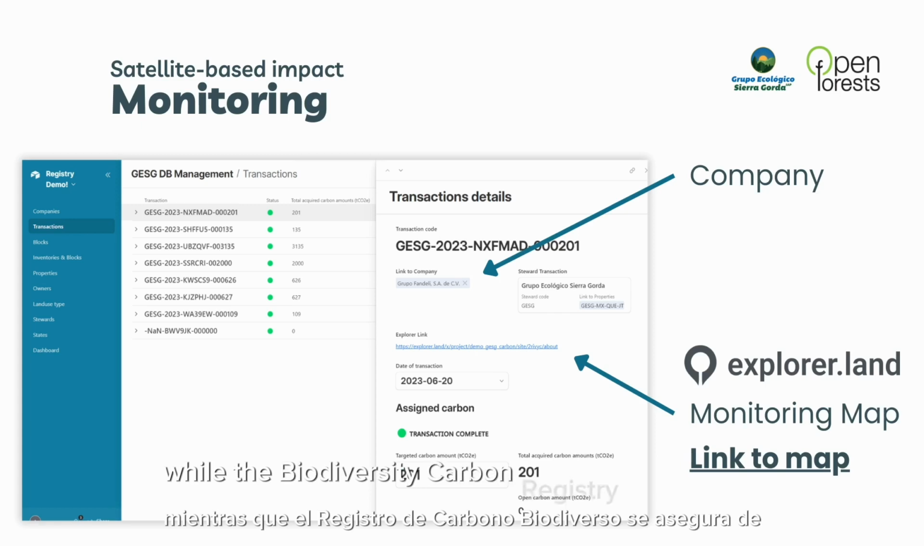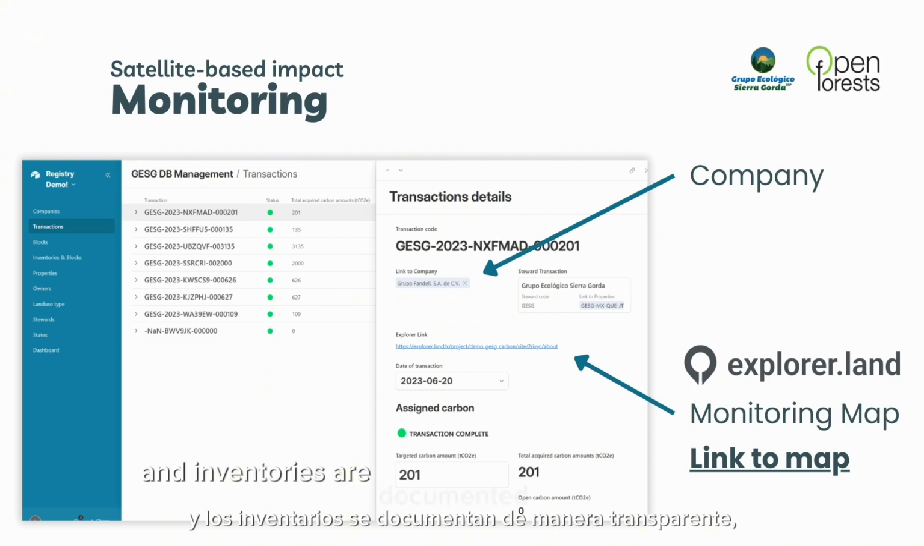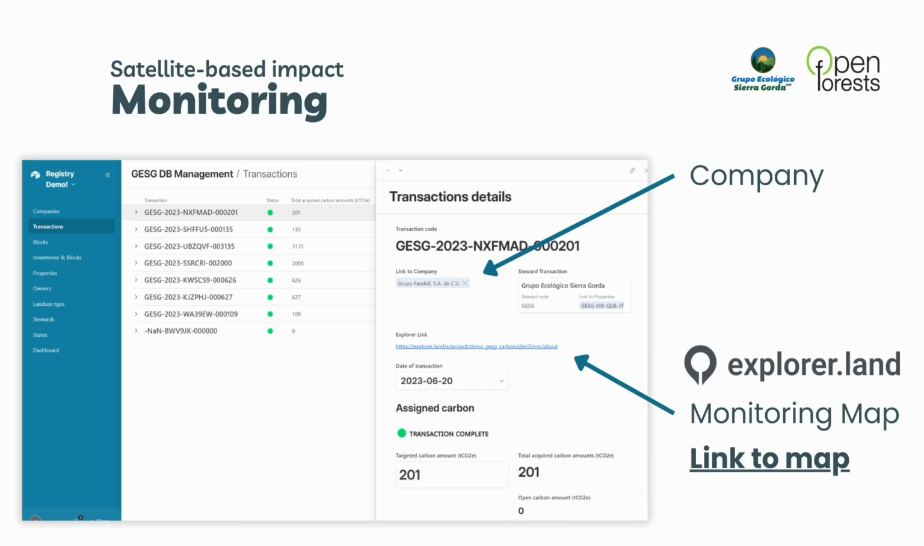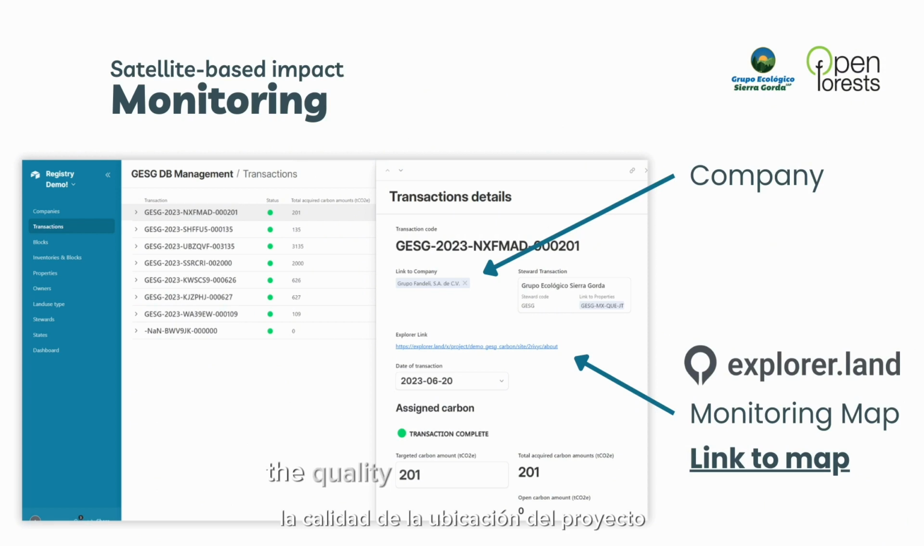While the Carbono Bio Registry makes sure that transactions and inventories are documented in a transparent way, this protocol goes beyond administration of the transaction. It also monitors via remote sensing technologies, namely the Explore.land platform, with state-of-the-art remote sensing technology, the quality of the project, location, and also the permanence of the impact through deforestation monitoring and satellite-based time series.